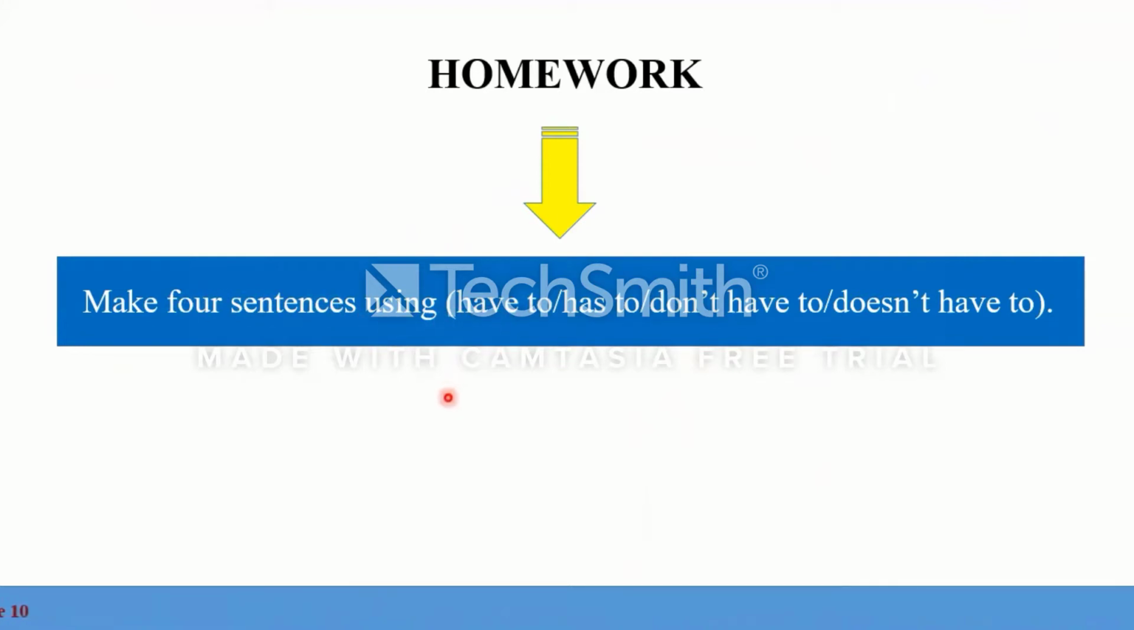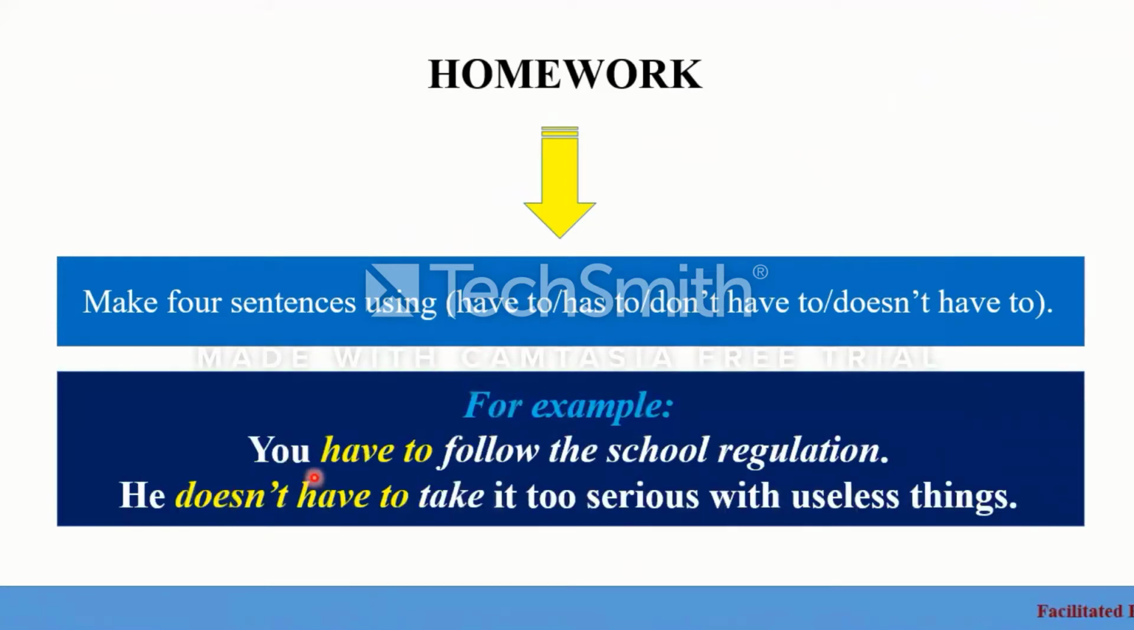So let's check an example here. For example, you have to follow the school regulation. So follow is the verb after have to here. Yeah, you can see the form here, verb phrase, and follow is the verb here. And he doesn't have to take it too seriously with useless things. So doesn't have to here is negative form, used with he here, subject pronoun third person singular here, and the verb take here.